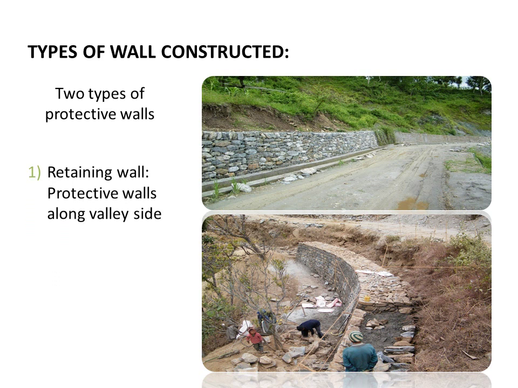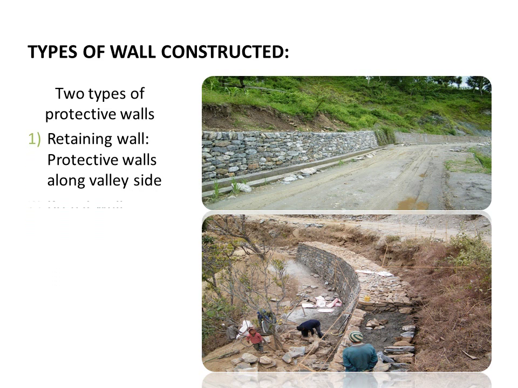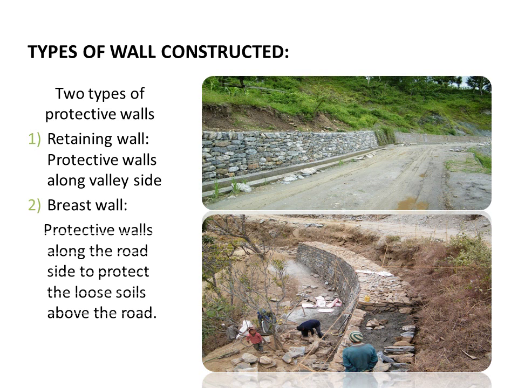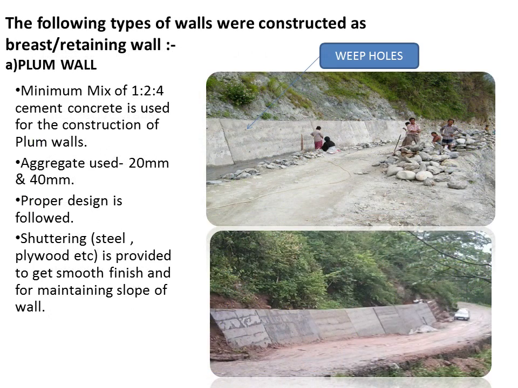I would like to continue with the presentation. The types of walls are retaining walls and the breast wall. The retaining walls are along the valley side and the breast wall is along the road side to protect the loose soils above the road. The walls are constructed as plumb wall and CRSM wall.